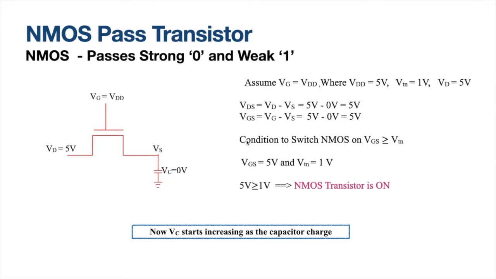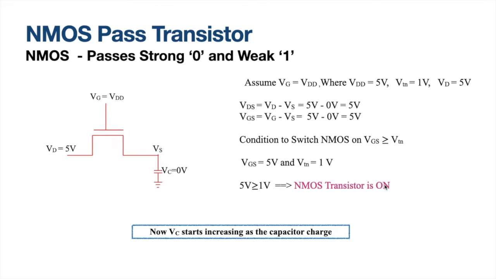Right now, we already know that the condition to switch on NMOS transistor is VGS should be greater than or equal to VTN. What is VGS? From the calculation, we know that it is 5 volts. What is VTN? It is 1 volt. So 5 volt is greater than or equal to 1 volt. Right now, this condition is true. Therefore, NMOS transistor will be on.